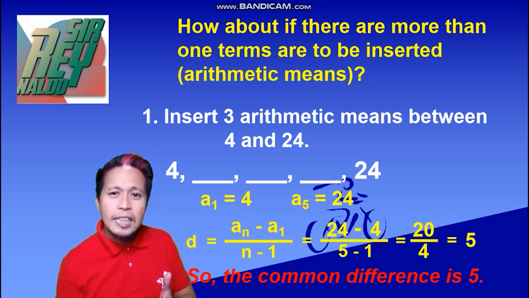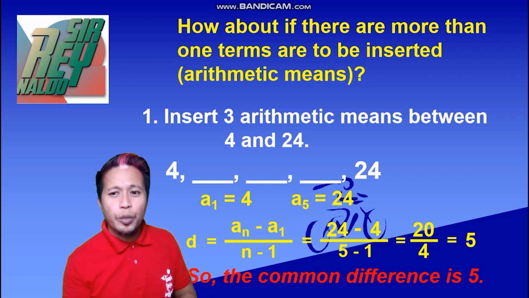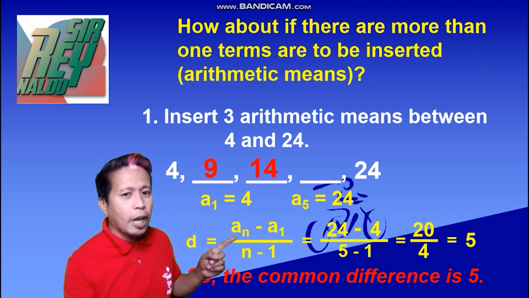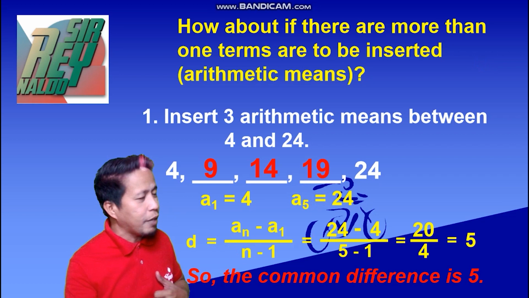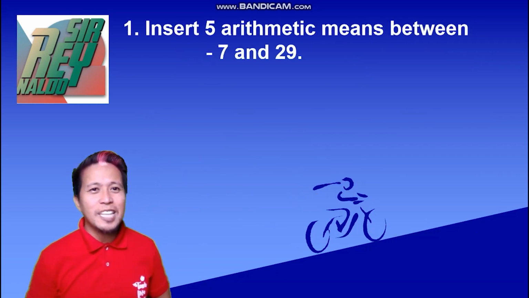And to fill in the spaces between 4 and that of the 24, we just add the common difference with the first term, and 5 plus 4 is equal to 9. Plus 5 again, we have 14. Plus 5 again, we have 19. And finally, we have 24. Okay, let's have another example.